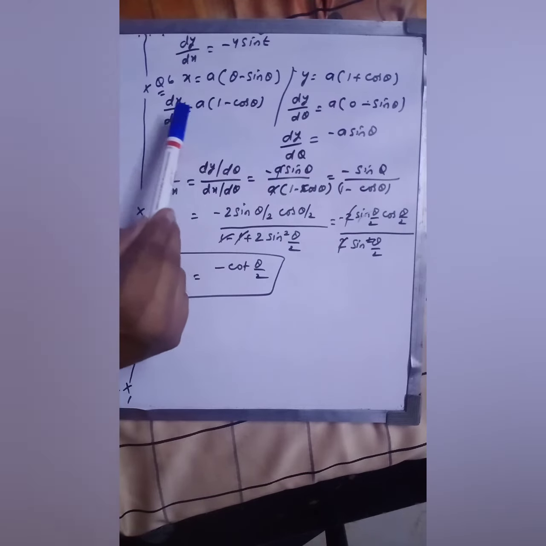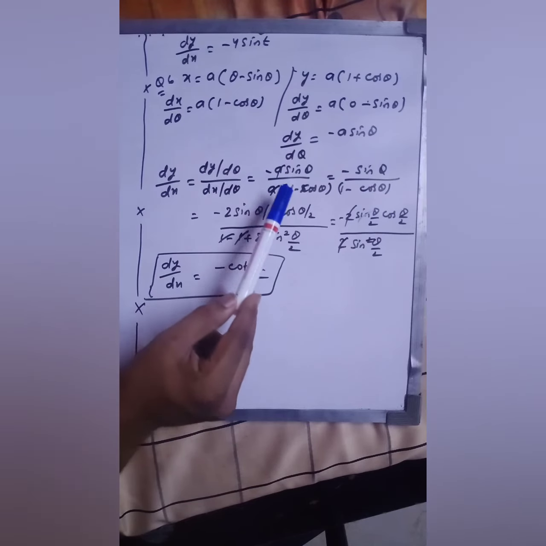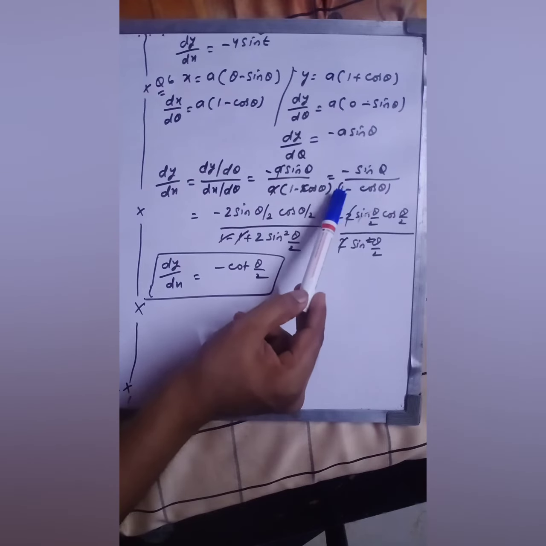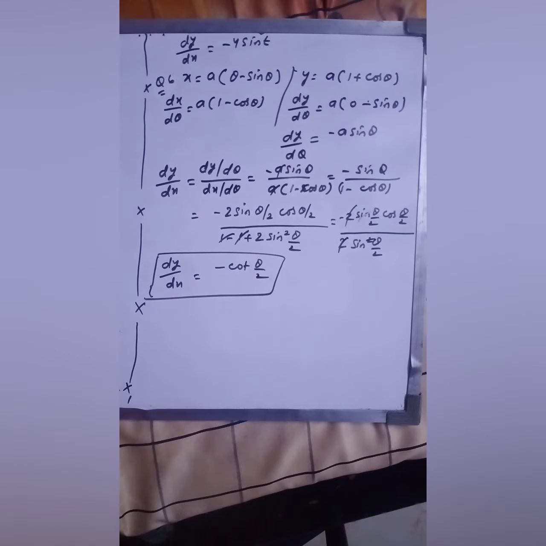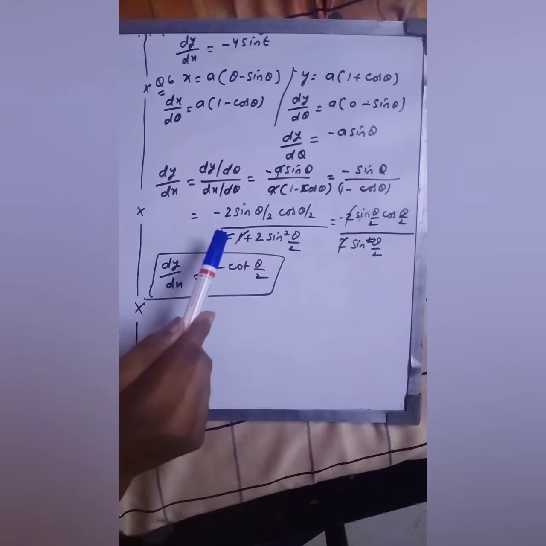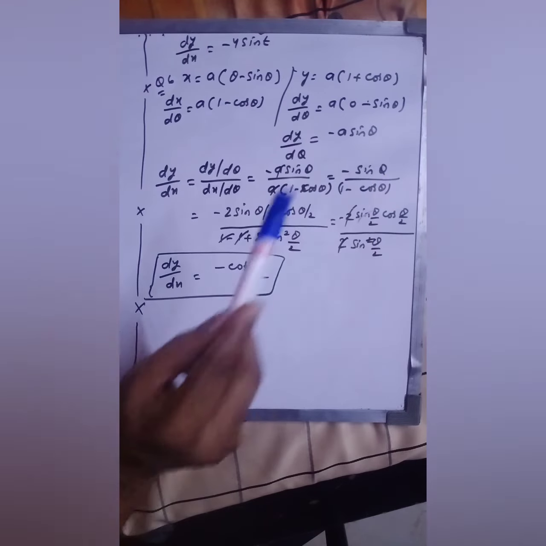Okay, here you have the value of these two, and again you have to apply this formula. On putting this value, a and b will cancel out and you will get minus sine theta over 1 minus cos theta. Now again we have to simplify it. In place of this, I'm writing this formula, 2 sine theta by 2 cos theta by 2. This is the formula of sine theta.